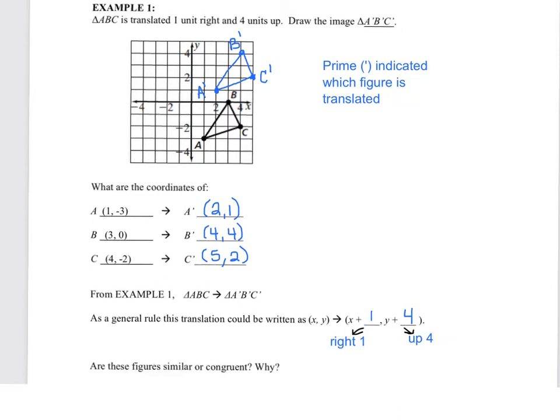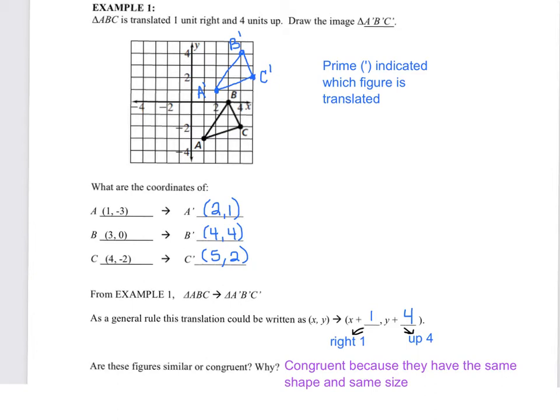And the last question says, are these figures similar or congruent, and why? Well, you look at our two shapes, are these similar or congruent? They are congruent because they are the same shape and same size. So these two figures are congruent because they have the same shape and the same size.